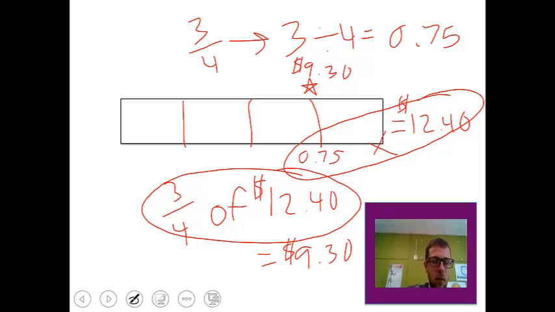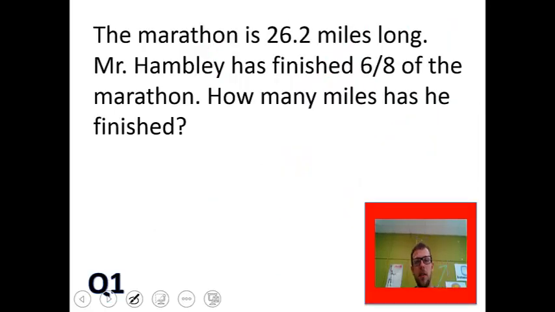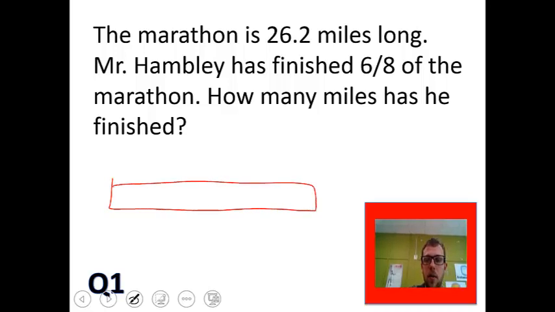Okay, let's go through our first example. The marathon is 26.2 miles long. Mr. Hambly has finished 6/8 of the marathon. How many miles has he finished? I'll start you off and then I want you to finish. So we have a 100% bar of 26.2 miles. And Mr. Hambly has finished 6/8 of them.